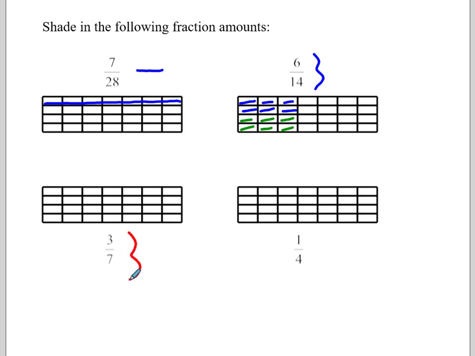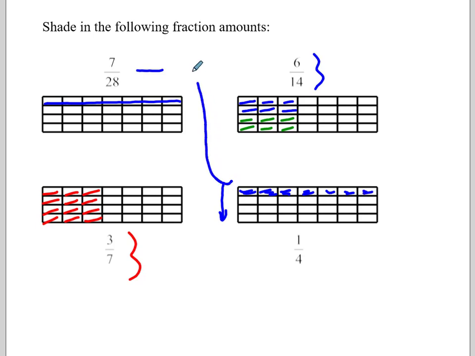This says out of every 7 you have to color 3. So there's 3 out of that top 7, 3 out of the next group of 7, 3 out of the next group of 7, and 3 out of the last group of 7. And lastly, 1/4. This says out of every 4 squares you have to color 1. I'm going to use these as columns. I'm going to go this way. So that's 1 out of 4, 1 out of 4, 1 out of 4, 1 out of 4, 1 out of 4.